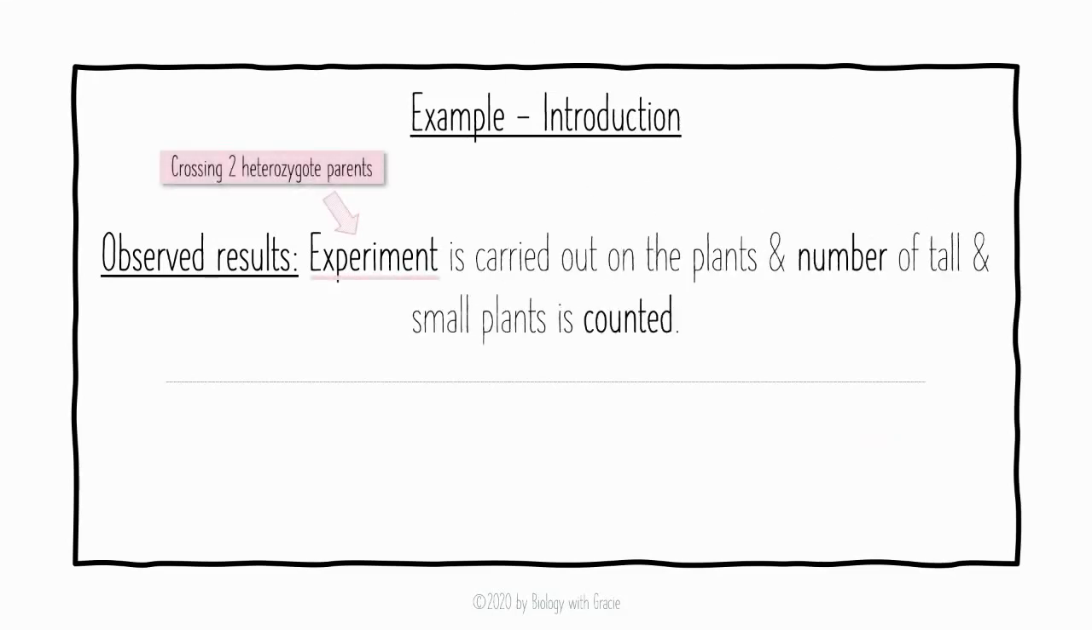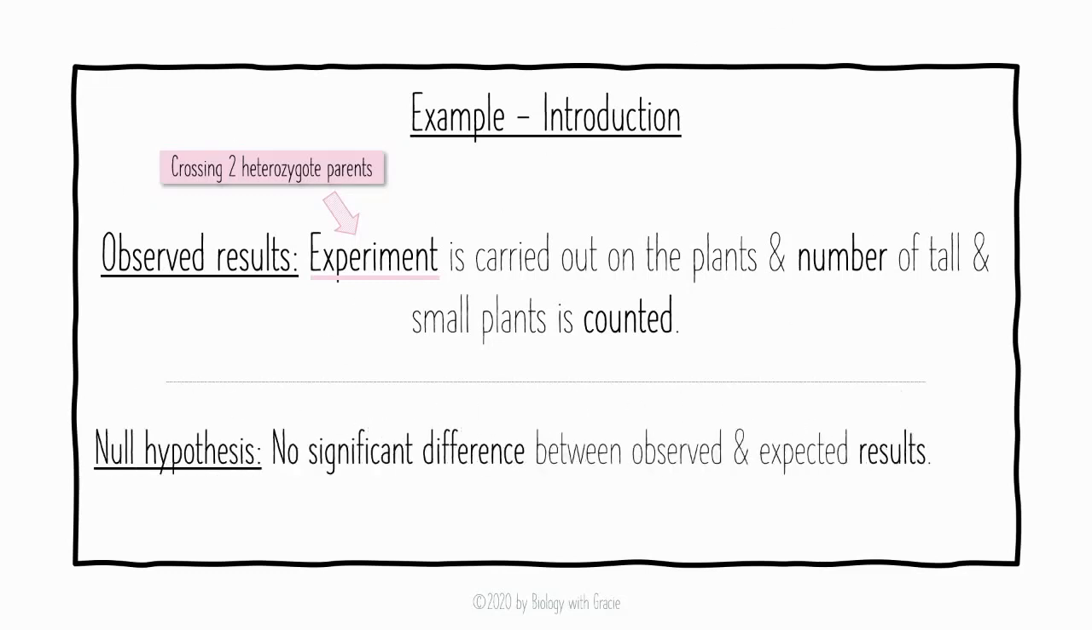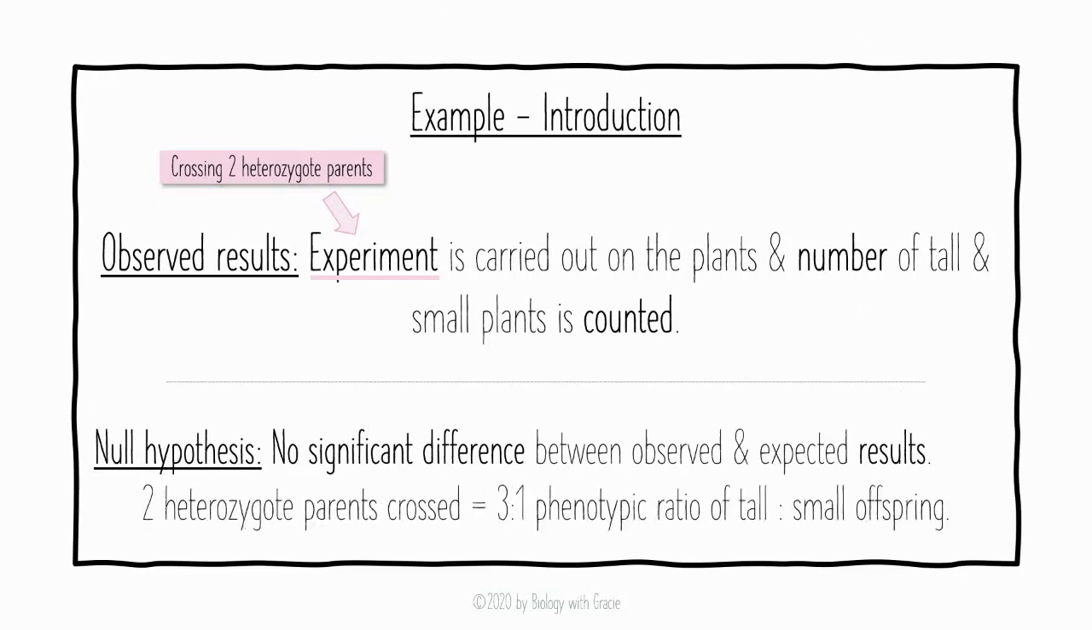So in this case, our experiment is crossing 2 heterozygote plant parents, and then the number of tall and small offspring is counted. Therefore, our null hypothesis is, of course, that there's no significant difference between observed and expected results. When we cross 2 heterozygote parents, we expect, due to monohybrid inheritance, a 3-to-1 phenotypic ratio of tall to small offspring.